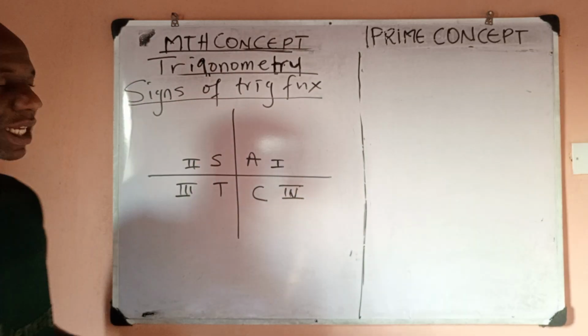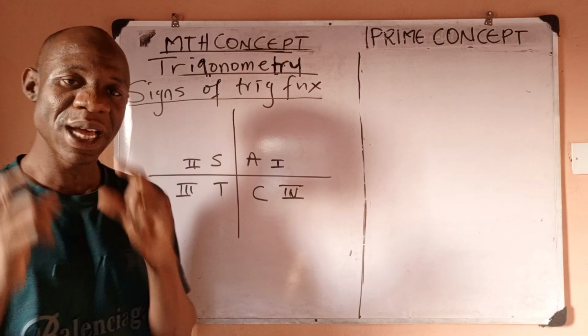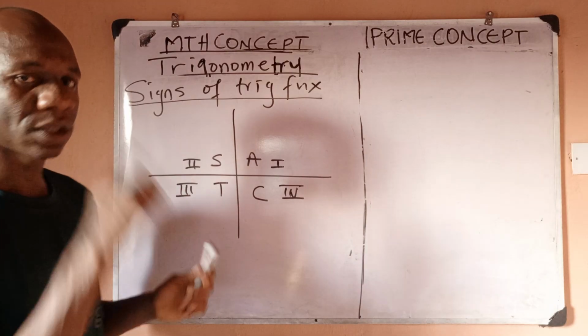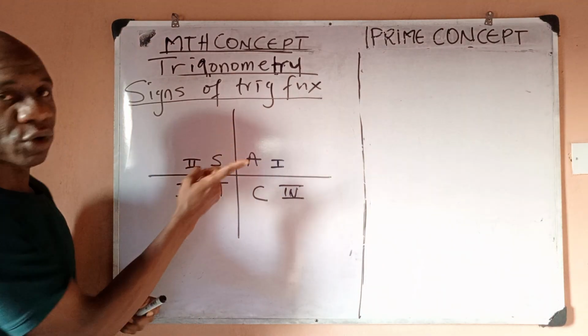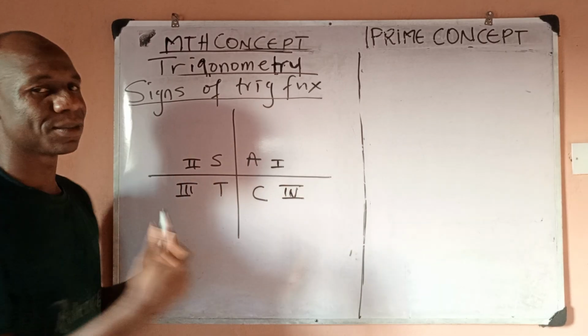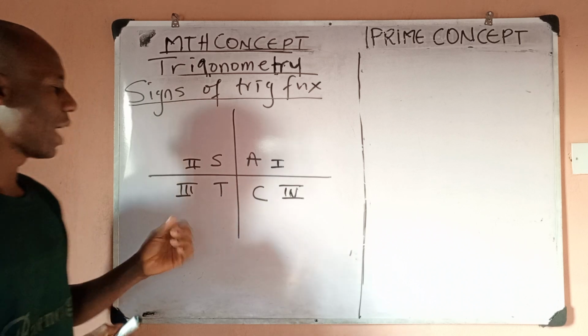So don't forget, we count counterclockwise. When we are dealing with angles, we measure angle counterclockwise, not in a clockwise direction. The positive sense of an angle is measured counterclockwise. So if you go clockwise, it means the angle becomes negative. We'll still talk about it as we advance.